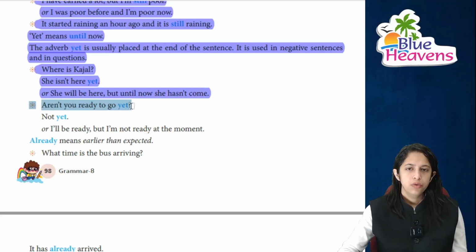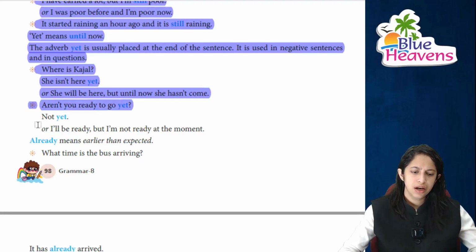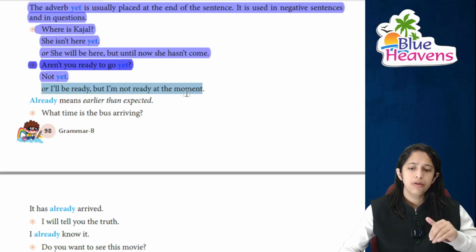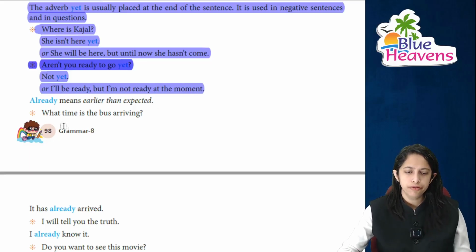Are you ready to go yet? जाने के लिए तैयार है? Not yet, अभी नहीं. Or I'll be ready but I'm not ready at the moment. मैं अभी वैसे तो I'm ready but I'm not ready at this moment to move further.